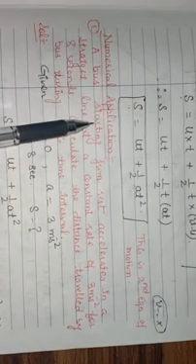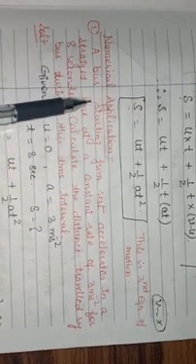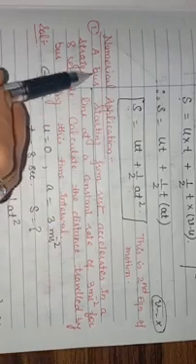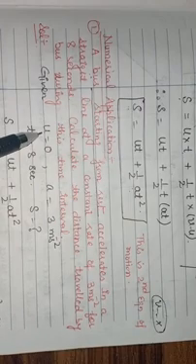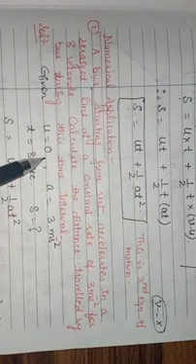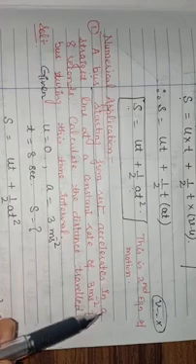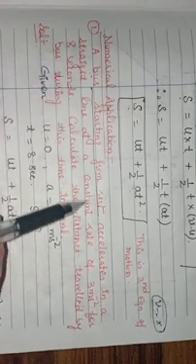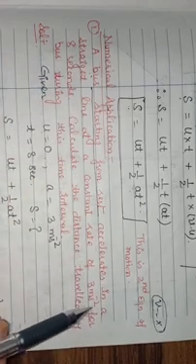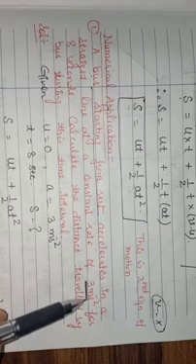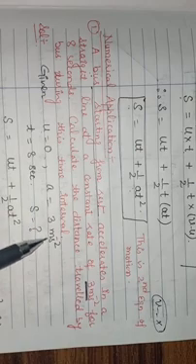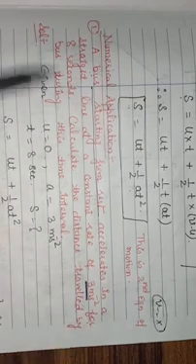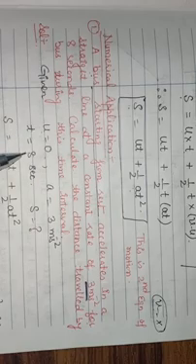A bus starting from rest. If you remember, what does this statement mean? Bus starting from rest means the initial velocity of the bus is equal to 0. It accelerates in a straight line at a constant rate of 3 meter per second square. This is the acceleration. Acceleration is equal to 3 meter per second square for 8 seconds. Time is also given to you, 8 seconds.